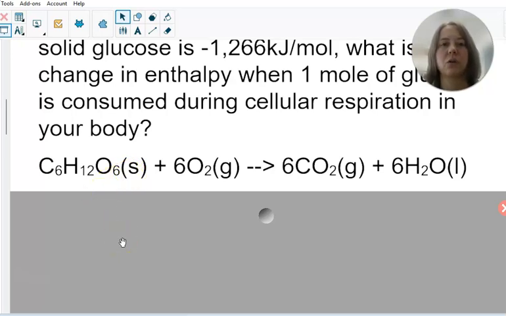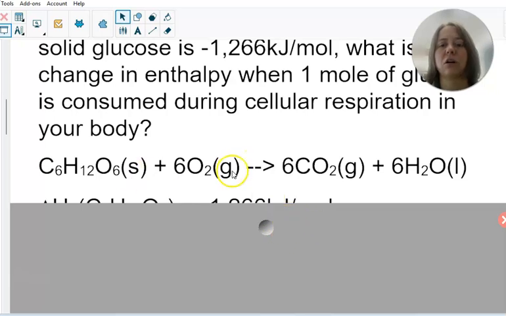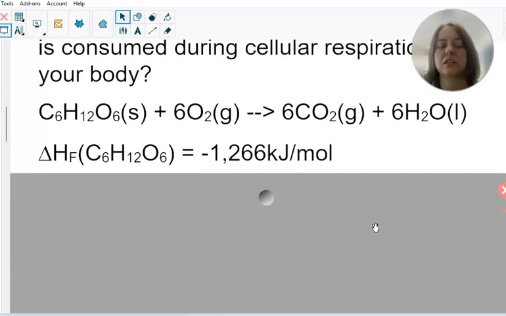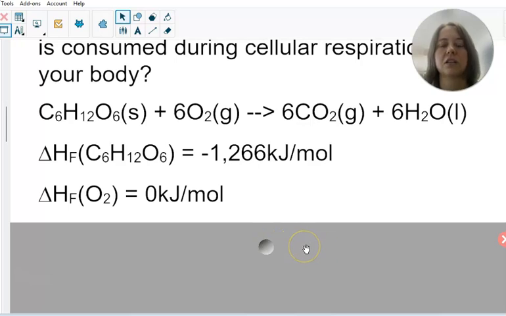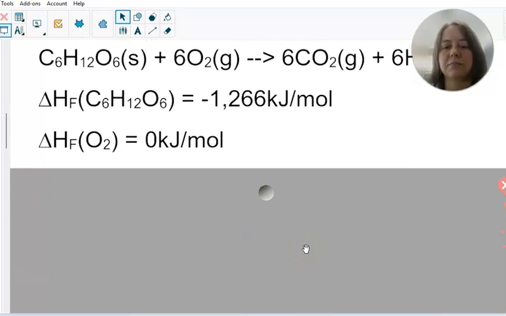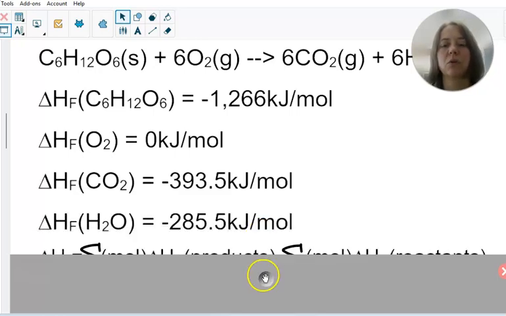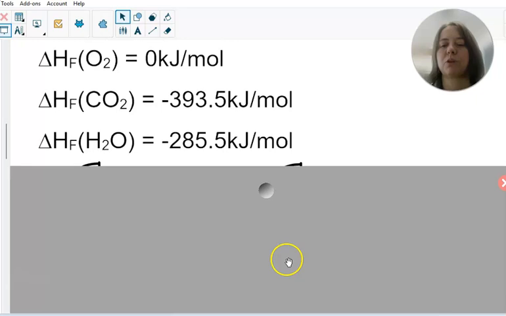1 mole of solid glucose reacts with 6 moles of oxygen gas to form 6 moles of carbon dioxide gas and 6 moles of liquid water. Then we looked up our enthalpies of formation for all of our elements and compounds. We know that glucose is negative 1,266 kilojoules per mole, and oxygen is 0 because it's a plain element. We know that carbon dioxide is negative 393.5 kilojoules per mole, and water is negative 285.5 kilojoules per mole.